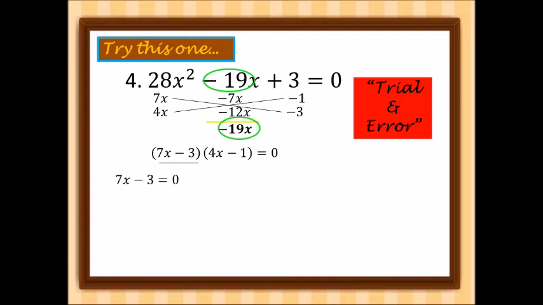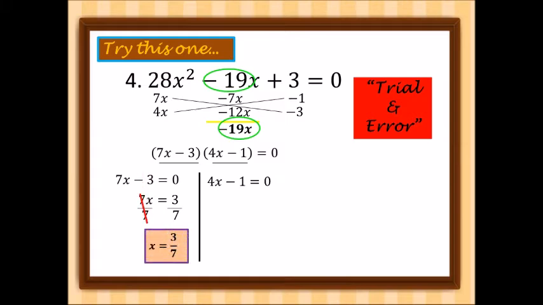At the same time, equate also the second factor to 0. Now let's solve for the values of x. 7x is equal to 3. Divide everything by 7. Cancel this. So x now is equal to 3 over 7.